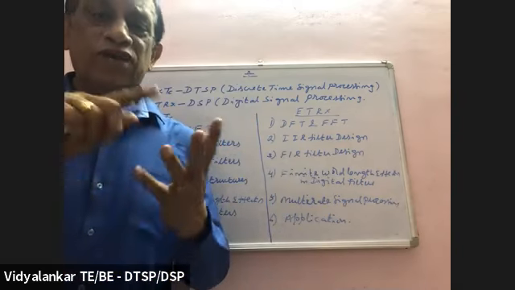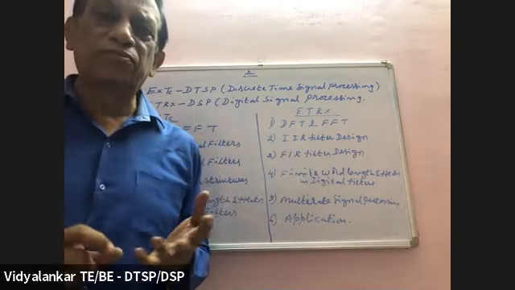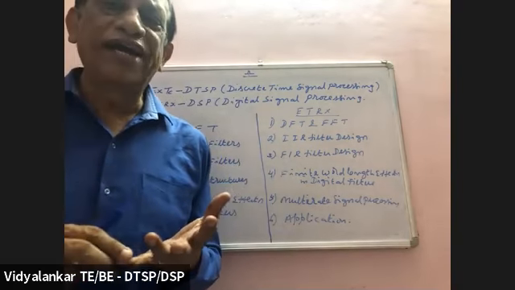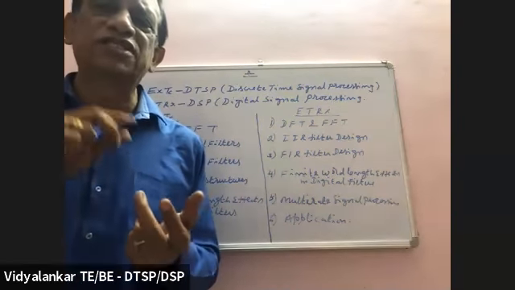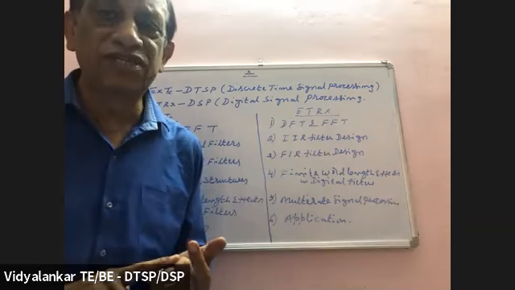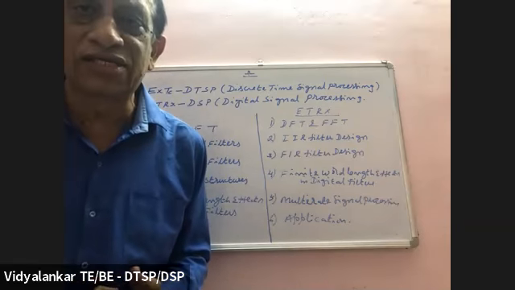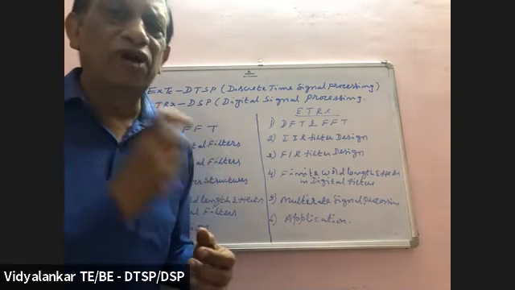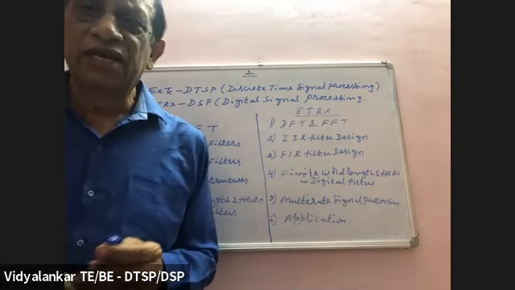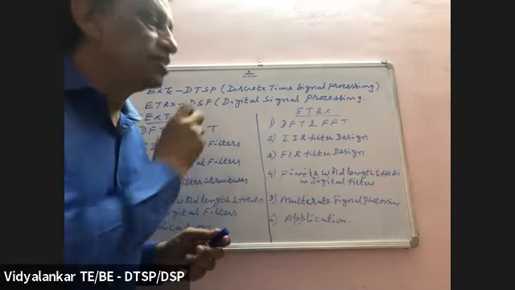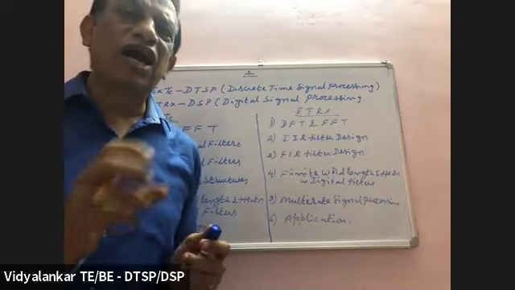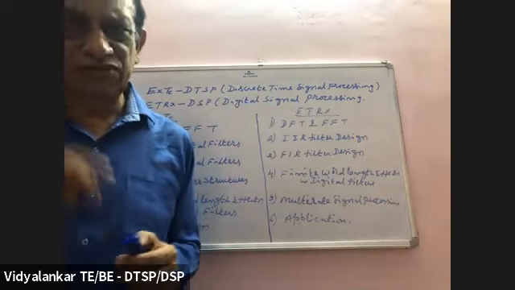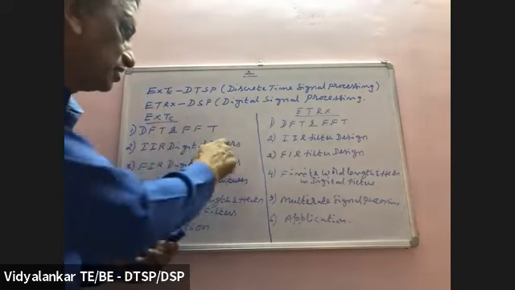So first, if a system is given, how to identify whether it is a minimum phase system, maximum phase system, or mixed phase system? Then we will come to linear phase. This linear phase is nothing but one type of mixed phase only, because all these FIR filters fall under these linear phase systems. How to get the linear phase, etc.